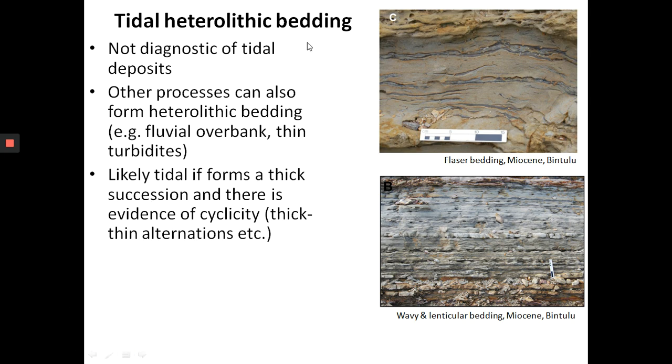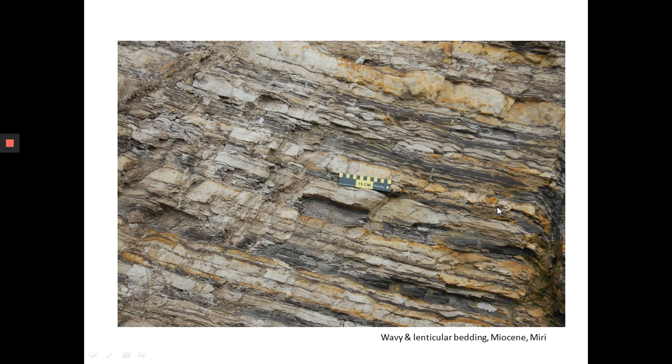Okay, so just to show you examples of tidal heterolithic beds, these are flaser beds in the Miocene of Bintulu, Sarawak. And these are wavy and lenticular beds, also from Sarawak and Bintulu. Now, this is a nice picture. This is also from Sarawak, but this is in the Biri area. This is part of the Miocene Lambir Formation. And you notice you get these lenticular bands with thick mud drapes, which are the darker parts. You also get wavy beds in between. And these have been interpreted as tidally influenced deposits.